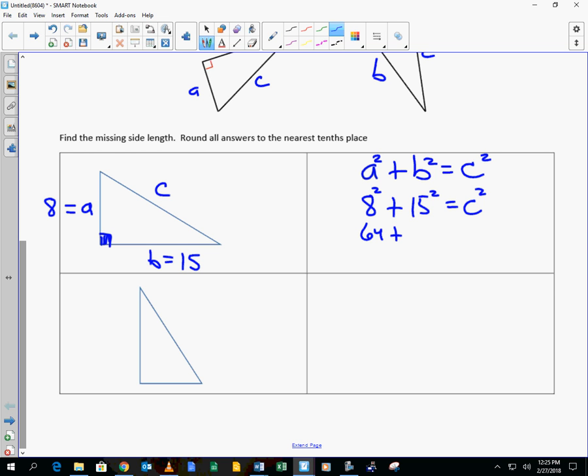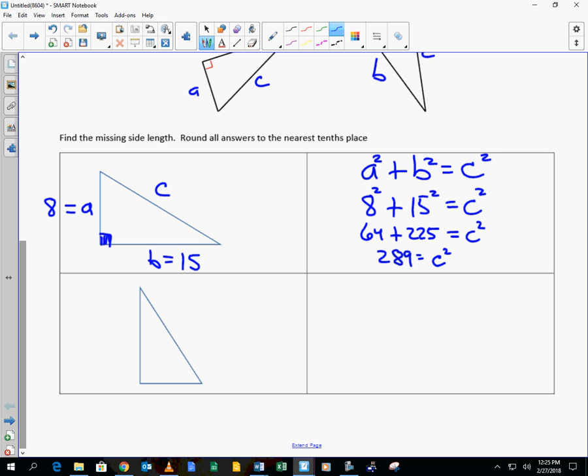64 plus 15 squared, 225, is equal to C squared. Excellent. I need to solve for C squared. What is 64 plus 225? 289. That's C squared. I want to find C.